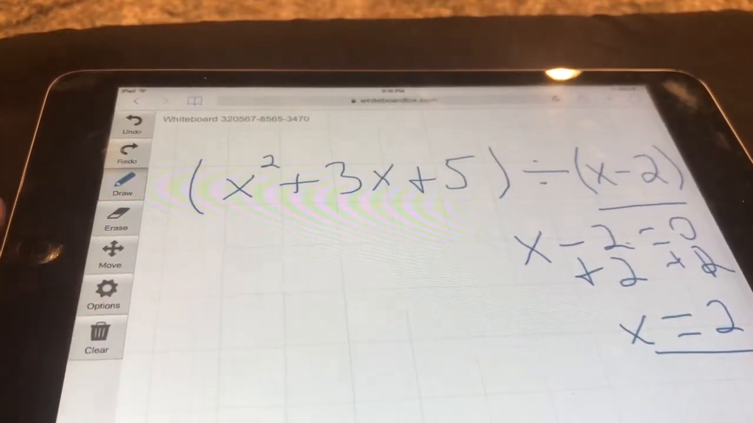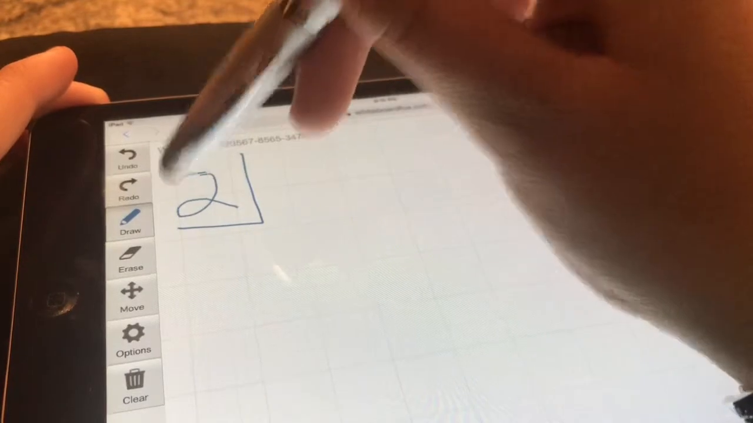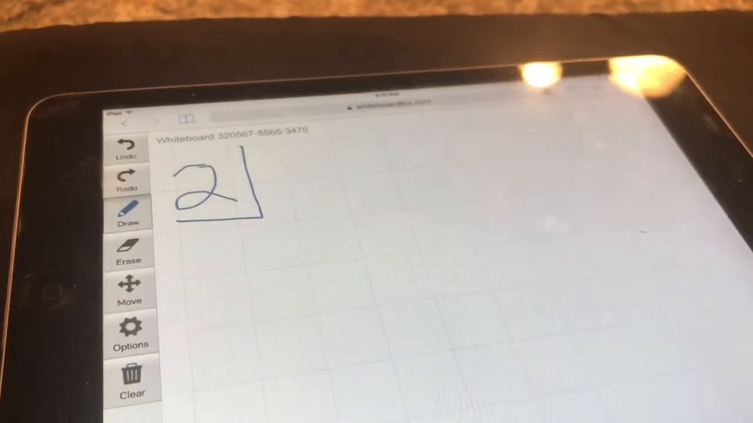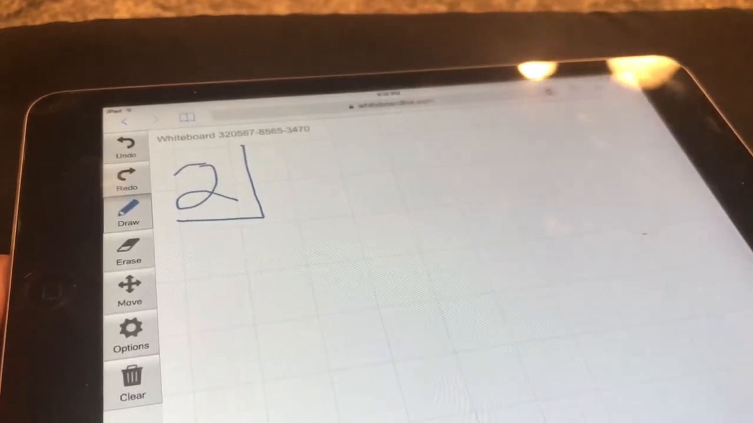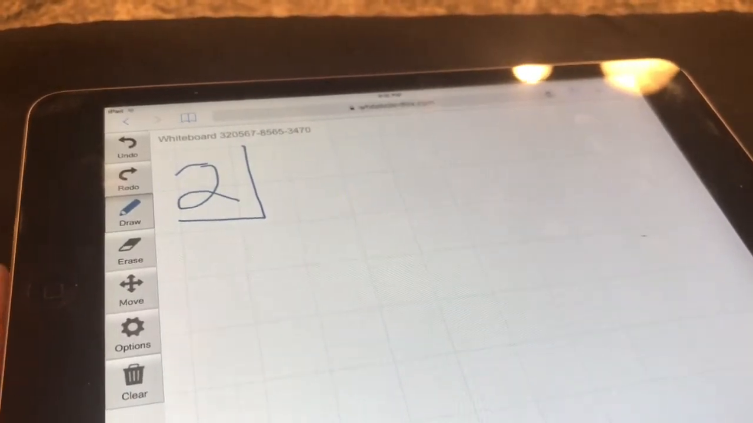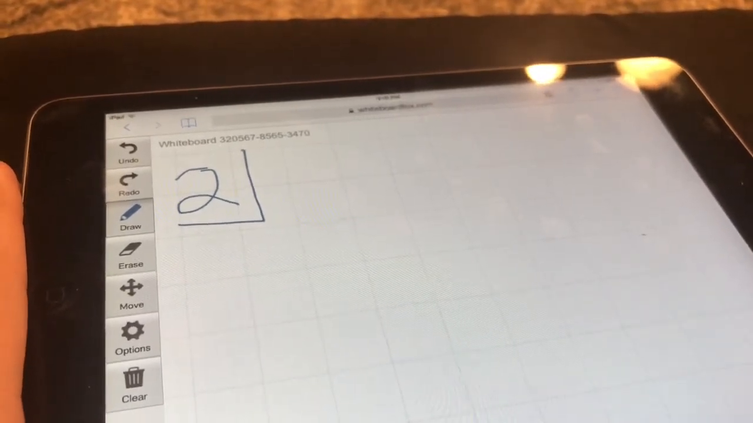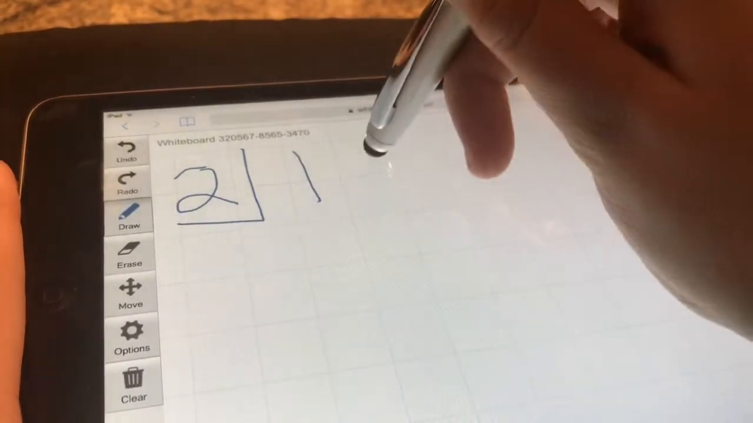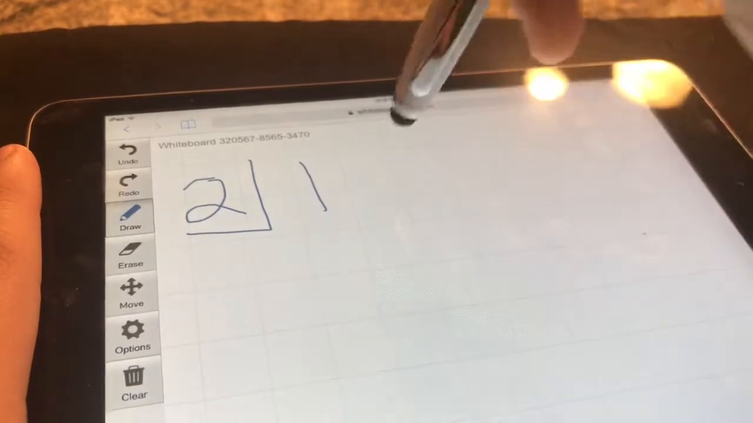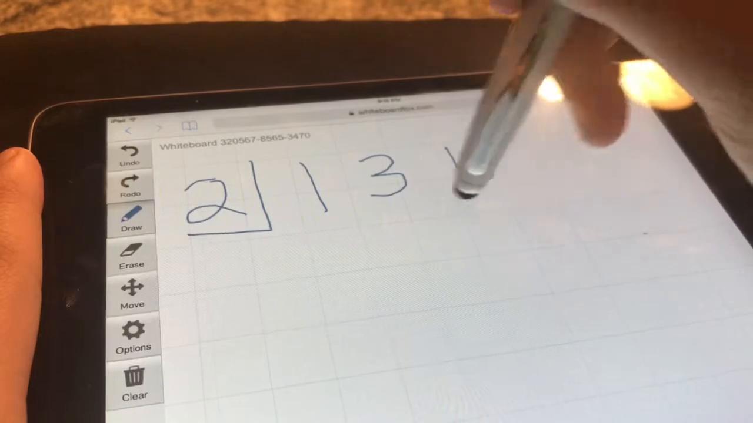So now that you have your 2, you're going to want to put your 2 in a little shelf. If you look back at the example, our equation was x squared plus 3x plus 5. You want to take the coefficient from each term. With x squared, that's going to be a 1. With 3x, that's going to be the 3. And with 5, obviously, it's going to be the 5.